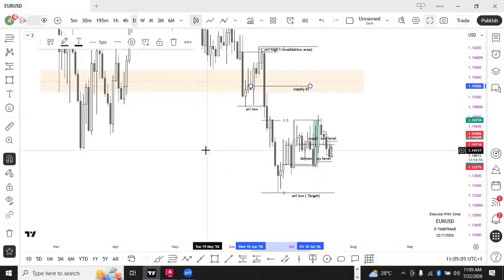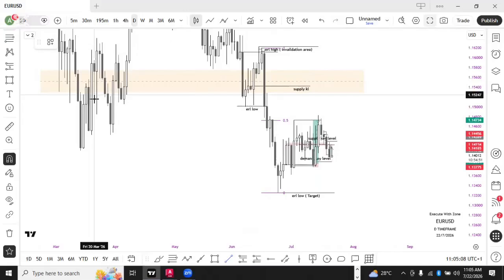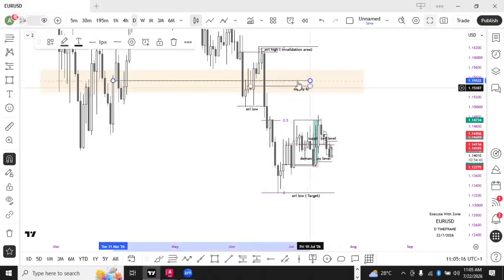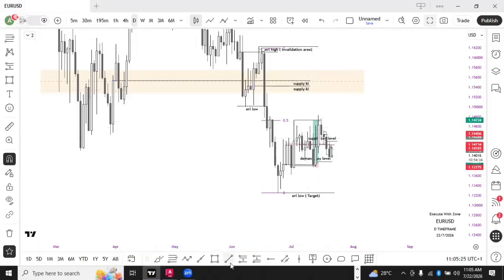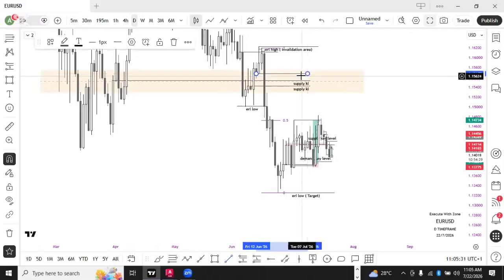This will be a supply key level 1, because we're inside an imbalance, right? So price can decide to use any of them. You get me? So this is another supply key level, and this should be the last one here.